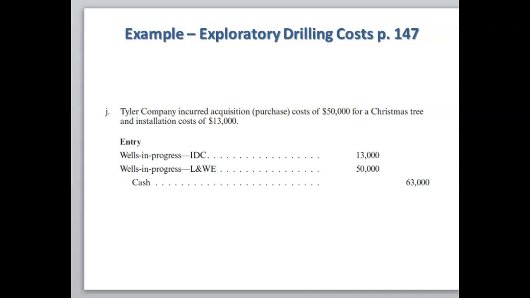Tyler Company incurred acquisition costs of $50,000 for a Christmas tree and installation costs of $13,000. So the installation is going to be debited to wells in progress, IDC, for the $13,000. The amount for the Christmas tree equipment is going to be debited to wells in progress, lease and wells equipment for the $50,000.